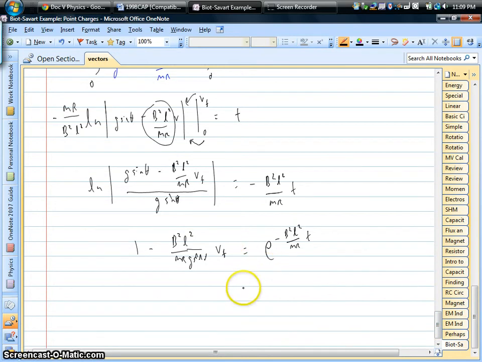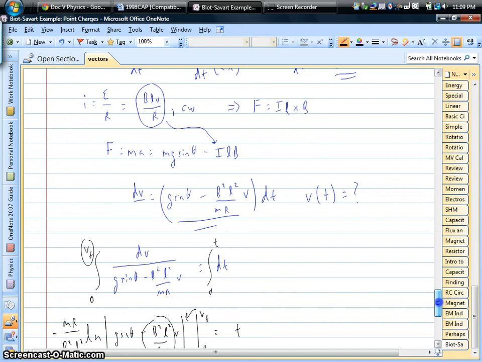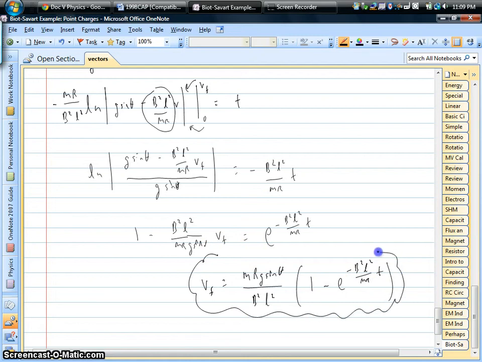And so when I do that, remember where we started. We start up here with, this is all coming from Newton's second law. V final is going to have a funny looking constant out front, and then we're going to have 1 minus this exponential term. This is your velocity as a function of time.